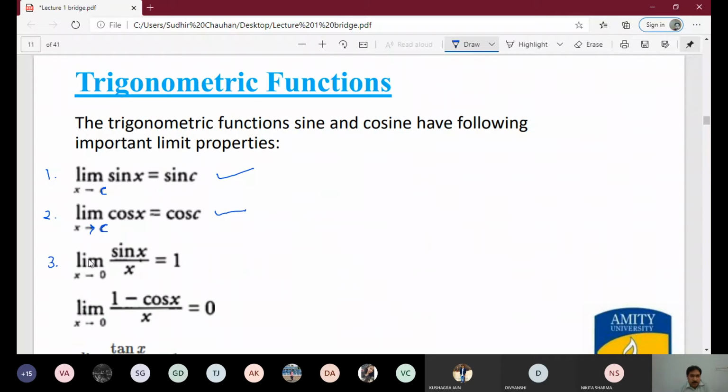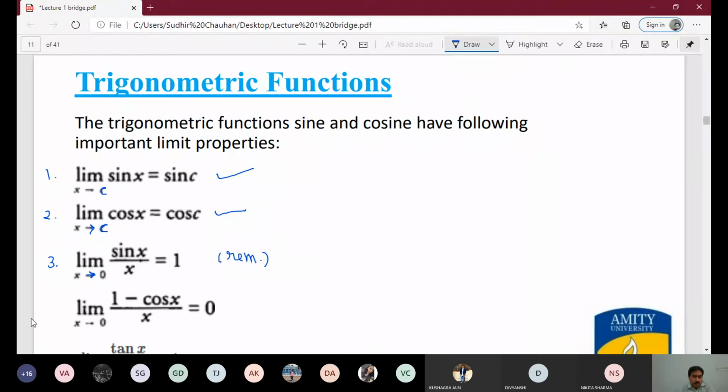Now number three, it is more important. If the limit as x tends to 0 of sin x upon x: sin 0 is 0, and if we divide it by 0, it is 0 over 0. So you can directly remember the limit of this. The limit as x tends to 0 of sin x upon x is equal to 1.